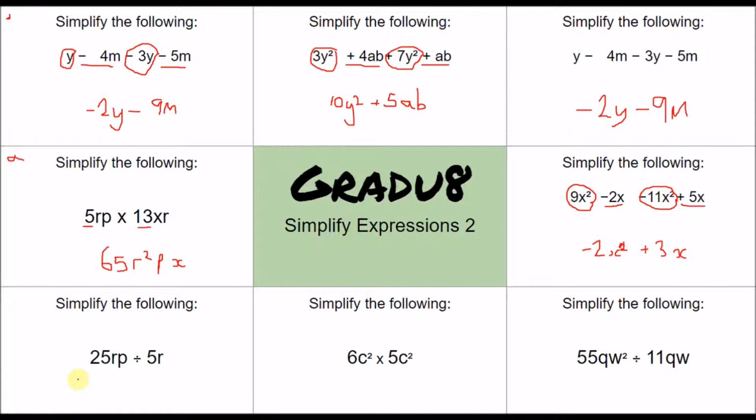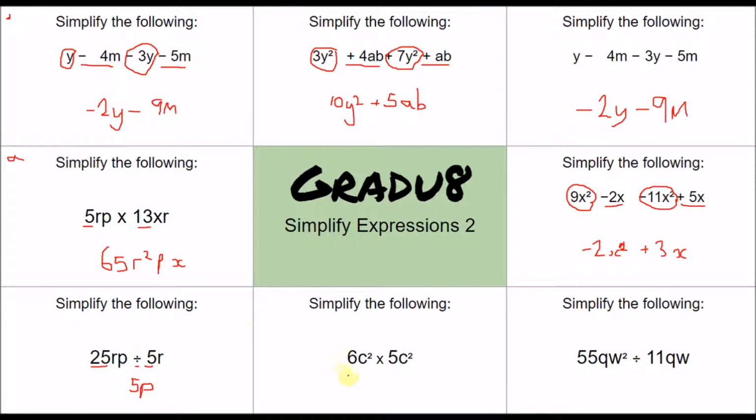Okay, moving down to this side then, we've got a division. Just like you did with the multipliers, you're just going to do those rules to those numbers. So 25 divided by 5 is 5. R divided by R cancels it out, so you don't need to worry about it. And then P is just left over, so you've got 5p. What I recommend you do with this one, if you wanted to test it out, is take 5r and multiply it by 5p. When you do that, you'll notice you come out with 25rp as an answer.